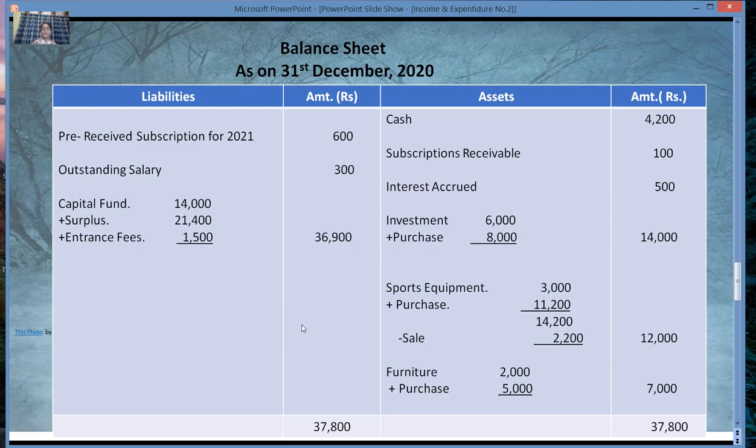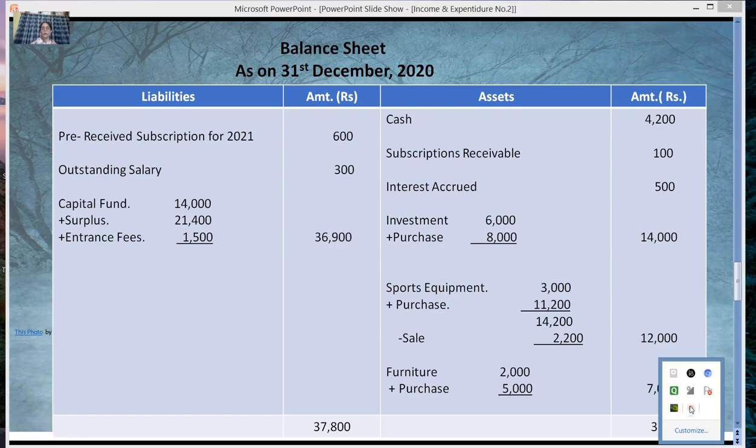I hope, children, you have understood how we prepare a balance sheet from a receipts and payment account. I hope I could make it clear. If you find trouble, I would advise you to watch the video over and over again. I'm trying my best to make it clear. If still you have a doubt or a confusion, you can obviously text me or message me or make a phone call to me. I'm only a phone call away from you. Okay, children, any doubts, any queries, you can clear with me.